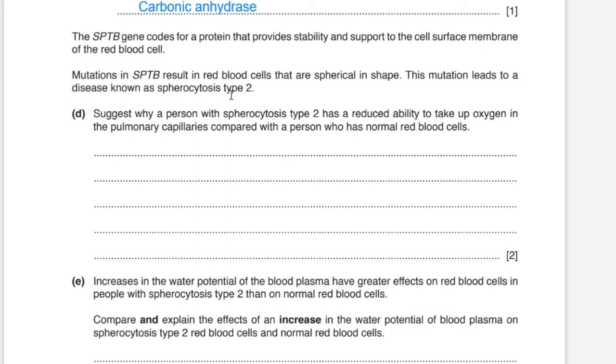Now, because this mutation leads to the red blood cell having a spherical shape instead of the biconcave, the mutated gene results in those features being absent, and so this reduces the surface area to volume ratio of the red blood cells and increases the distance that an oxygen molecule has to travel before reaching the hemoglobin molecule in the red blood cell.